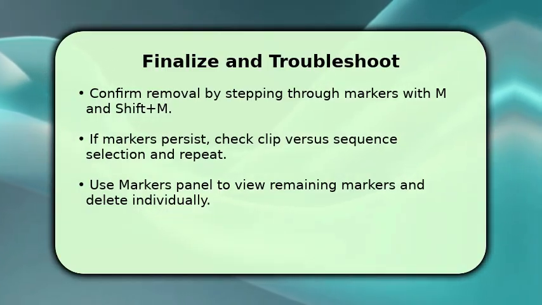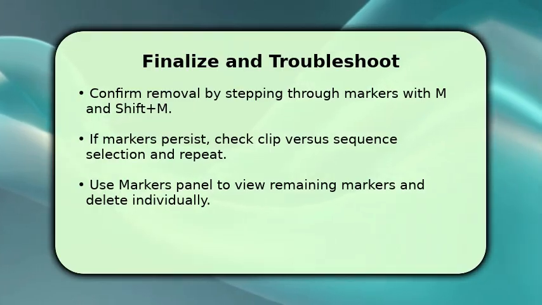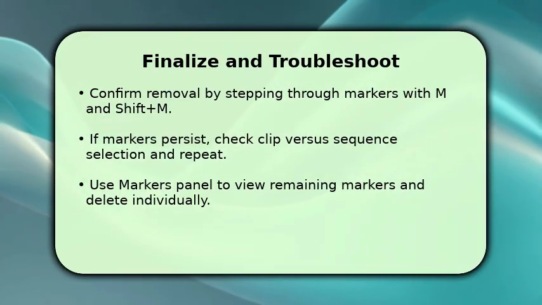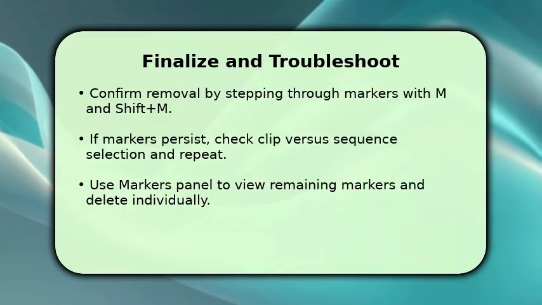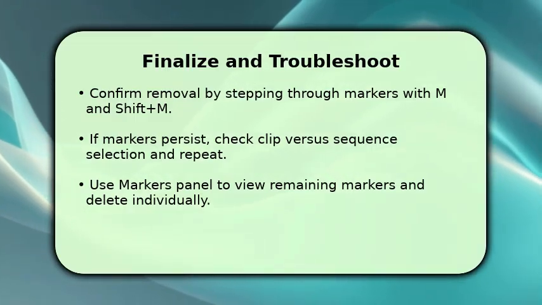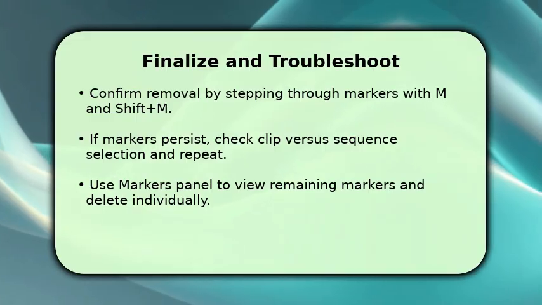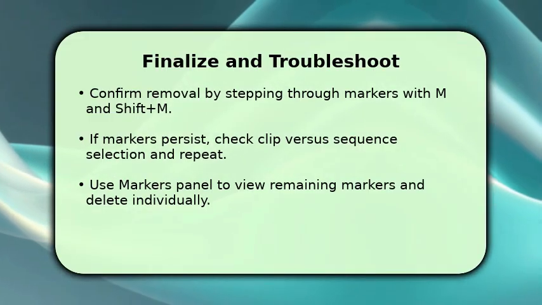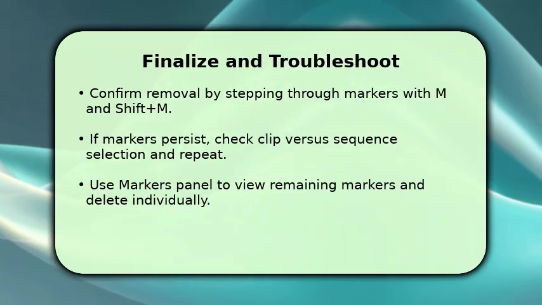If markers still appear, you likely deleted sequence markers but not clip markers. Select the clip itself and repeat Marker, Clear Selected Marker. Another fix is to open the Markers panel to list and delete individual markers one by one. This helps when markers are numerous or overlapping.